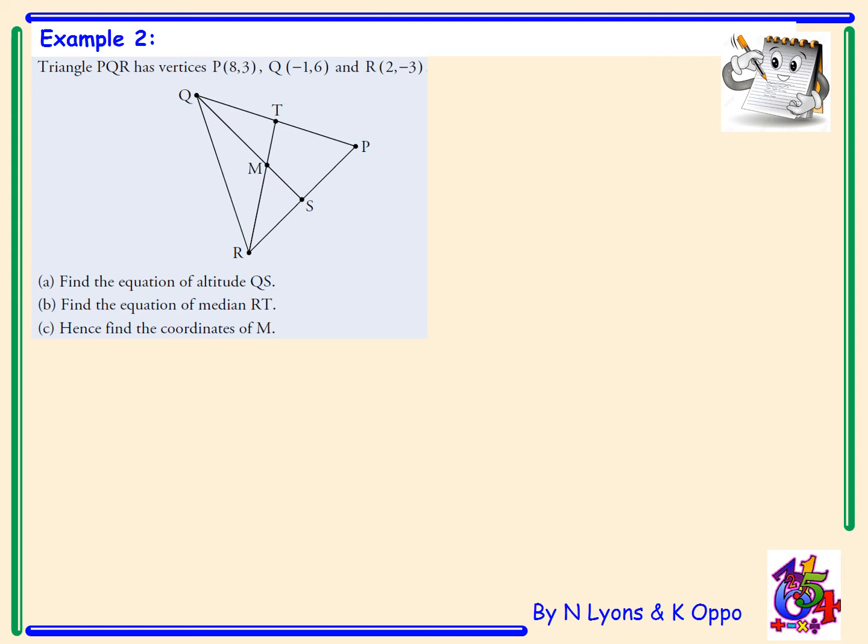Example 2. Triangle PQR has vertices P(8, 3), Q(-1, 6), and R(2, -3). Part A, find the equation of the altitude QS. Part B, find the equation of the median RT. And Part C, hence find the coordinates of M. Please pause the video and answer parts A and B in your classwork jotter.